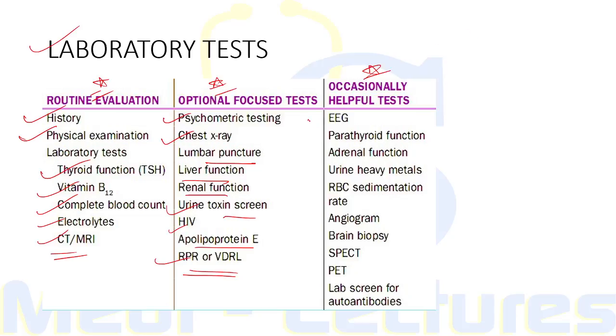Occasionally, we can need EEG, parathyroid function, adrenal function, urine heavy metals, RBC sedimentation rate, angiogram, brain biopsy, SPECT, PET, and lab screen for autoantibodies.